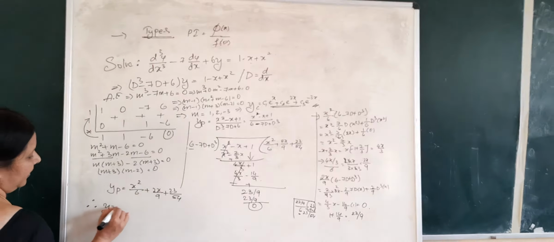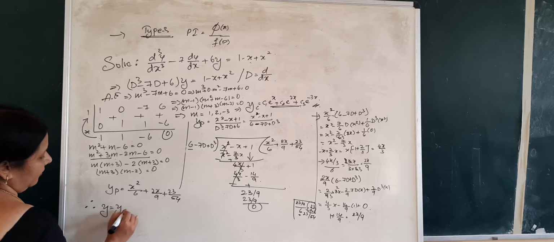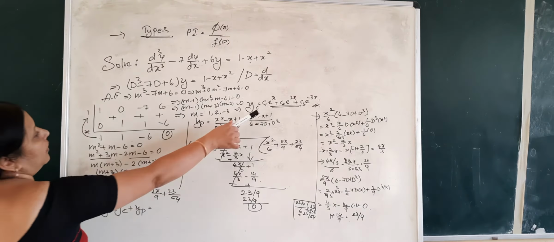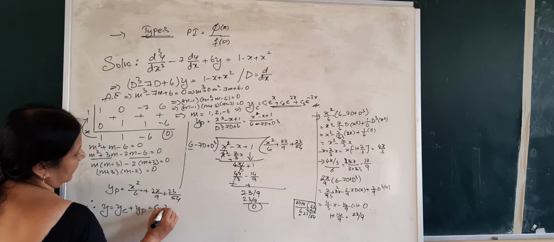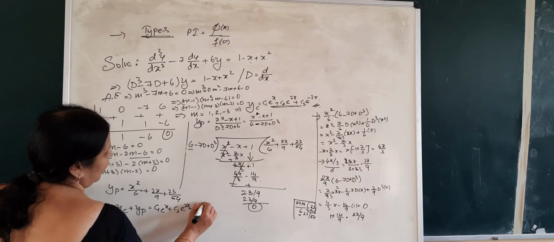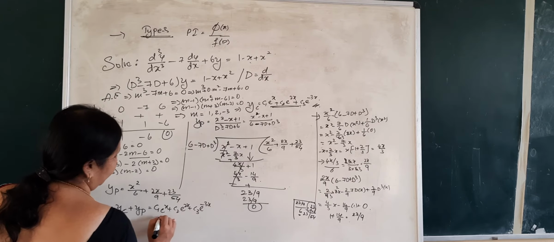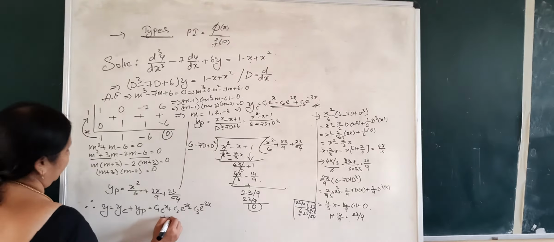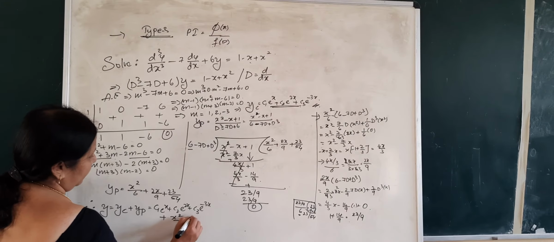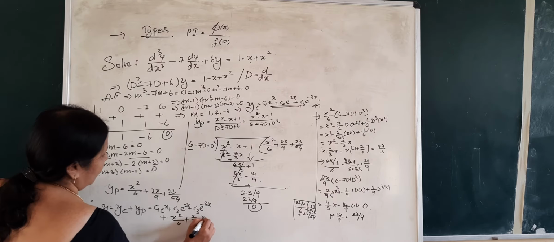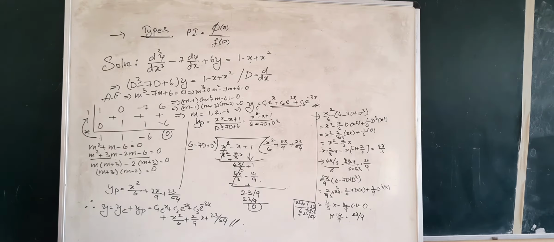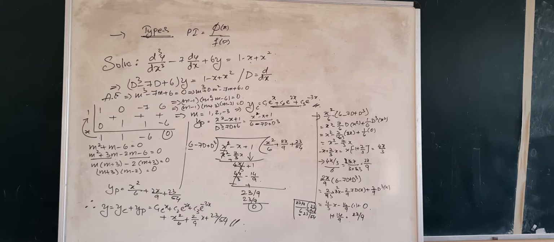Finally, our complete solution is given by yc plus yp, the general solution. That is equal to, what is our yc? c1 e to the power x plus c2 e to the power 2x plus c3 e raised to minus 3x, plus we will add on the yp part as well here: x square by 6 plus 2 by 9 times x plus 23 by 54. This is the required solution for the given differential equation.